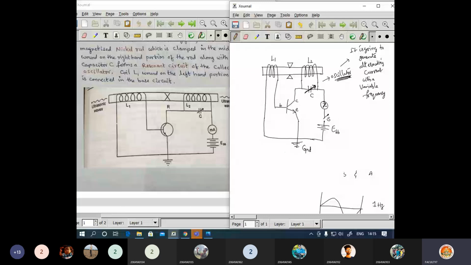So this is going to create the oscillations. This particular circuit is going to create the variable currents here. Now as the variable currents are flowing through the coil L2, there will be a variable magnetic field surrounding this. Magnetic field is generated. Now due to this again the current flow will be there, due to mutual induction here.